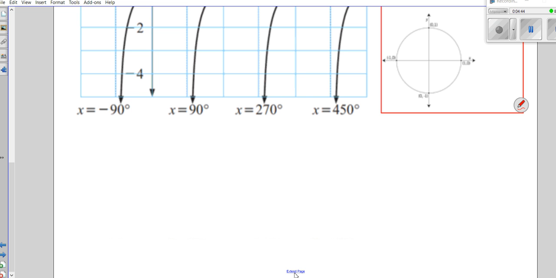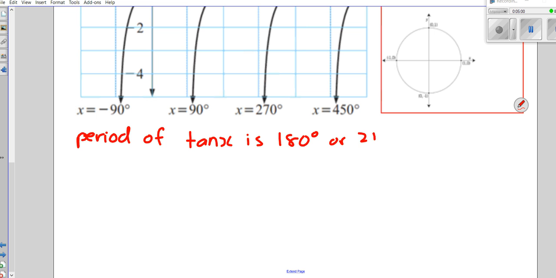Let's just check out how bad the board is first. So the period of tan graphs: if this is regular tan x, the period of tan x is 180 degrees, or pi radians. 180 degrees, or right down here, pi radians.